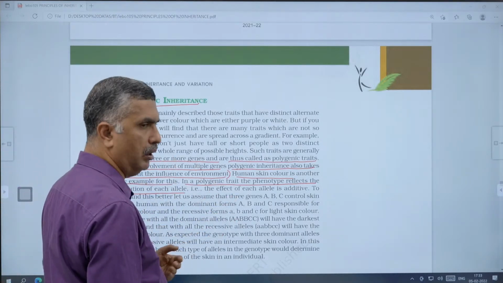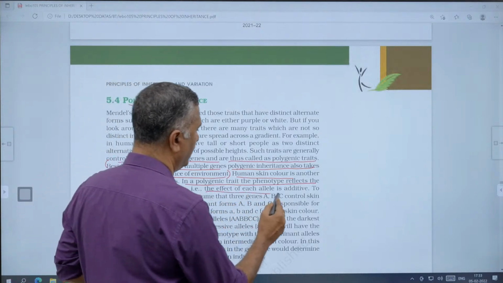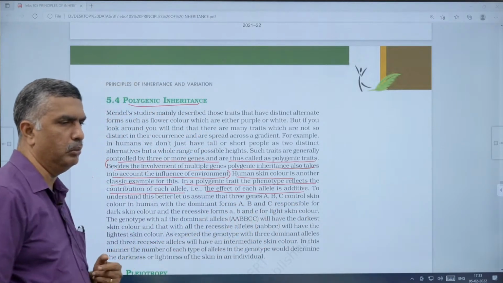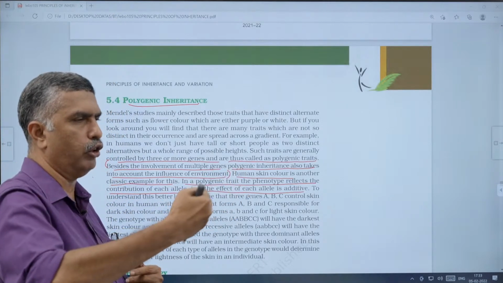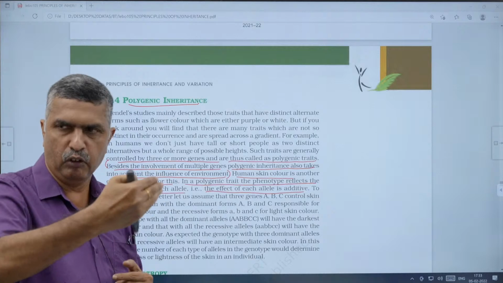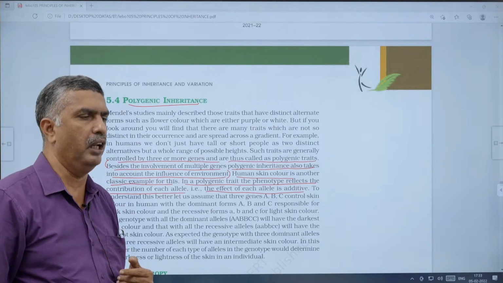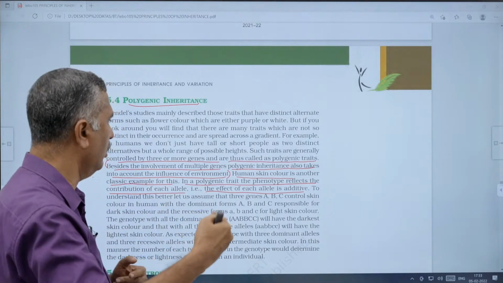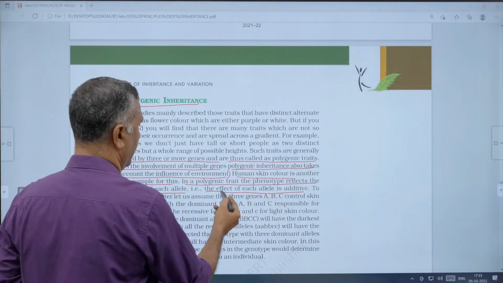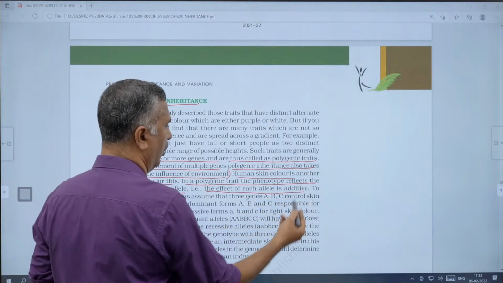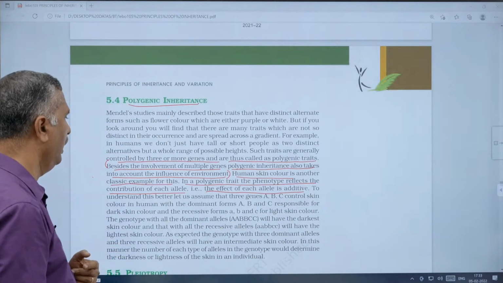That means the effect of each allele is additive. Additive means cumulative. If more dominant alleles are accumulated, that moves the phenotype one way; if more recessive alleles accumulate, it moves the other way. This cumulative contribution of each allele is called additive, and that inheritance is called additive inheritance.